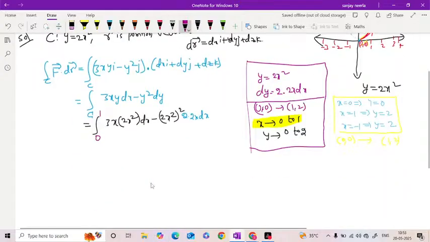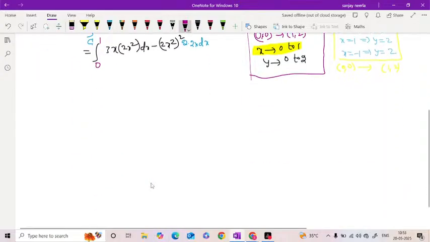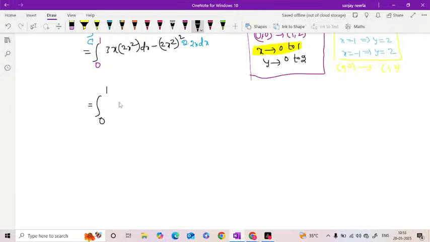Okay, now we will solve the problem. Now this is very simple. It is now a normal integral. So integral 0 to 1. After multiplication we will get 6x cube minus, here x is 2 square, that means 4, it is 16 x power 4 into x power 5 into dx.